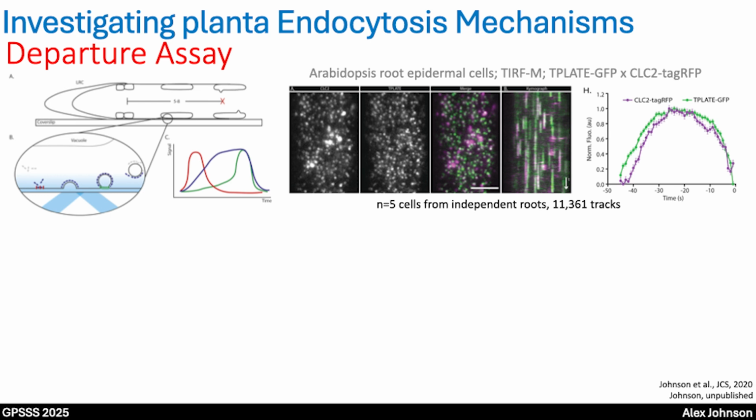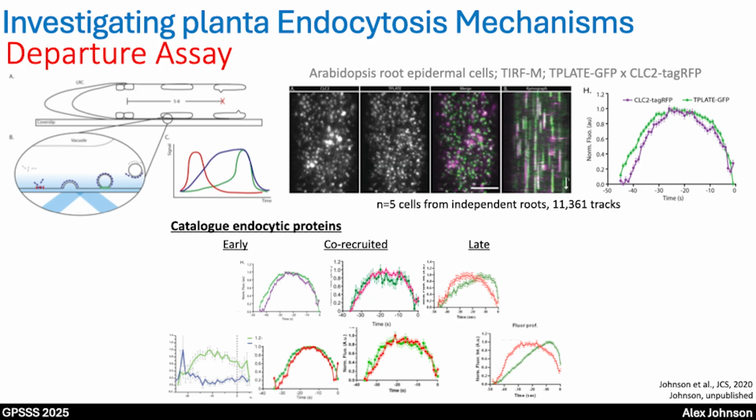But in this green line, you can see it's arriving before the clathrin, so we know it's an important protein in the early stages of endocytosis, and it persists throughout endocytosis. And critically, we can do this for all of those proteins in our working model.